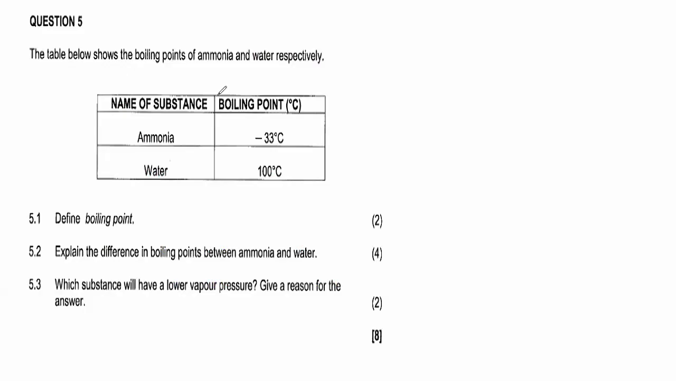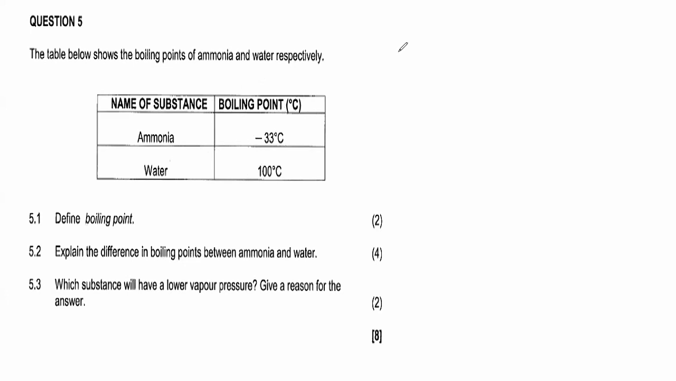Okay, so we have question 5 still on intermolecular forces. It says the table below shows the boiling points of ammonia and water respectively. Then we are given the table as we can see here, ammonia with a boiling point of negative 33 degrees and water with a boiling point of 100 degrees Celsius. 5.1 says define boiling point.